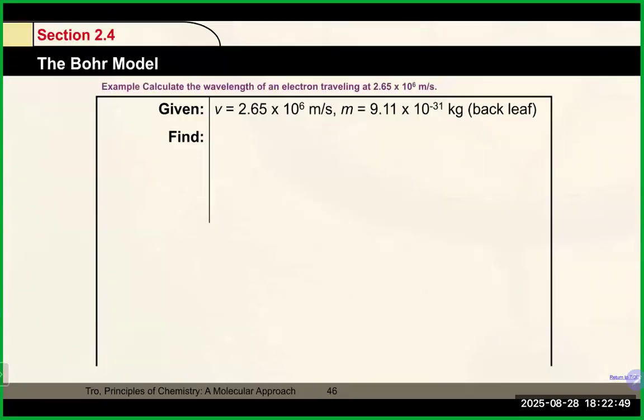And the mass of an electron will go with 9.11 times 10 to the minus 31 kilograms. The back leaf of your book. So let's take a look at this one. So we're going to do the de Broglie wavelength, which is h divided by m times the velocity.